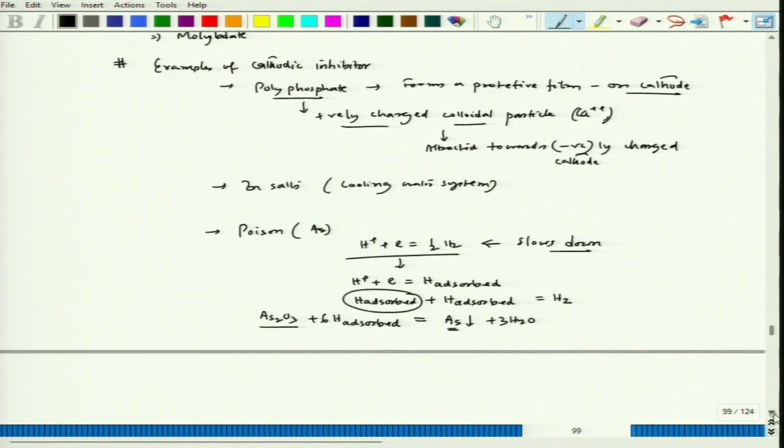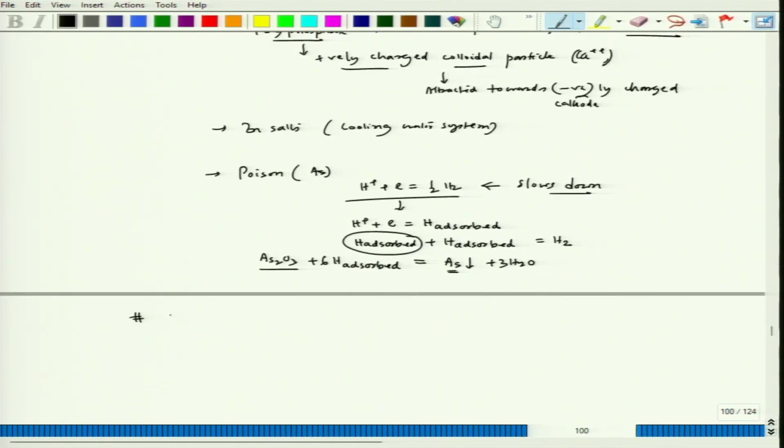Now, there could be examples of mixed inhibitors. The mixed inhibitor works in 3 different ways. One is physical adsorption, then chemisorption, and we can also have film formation.